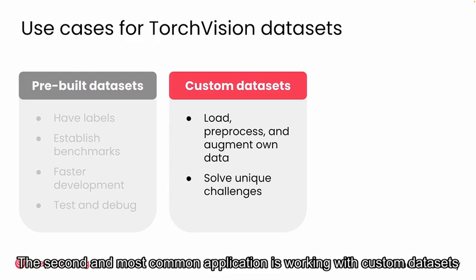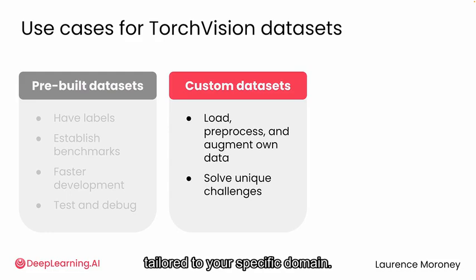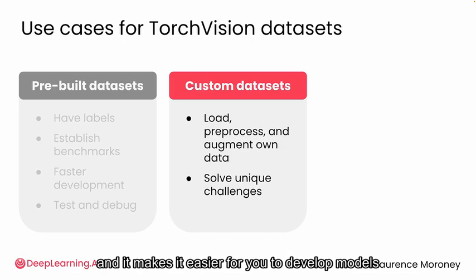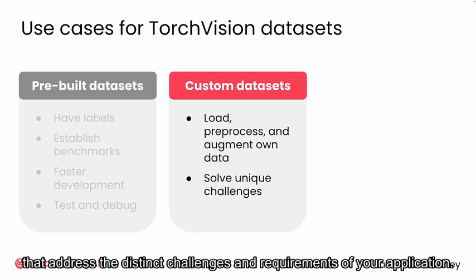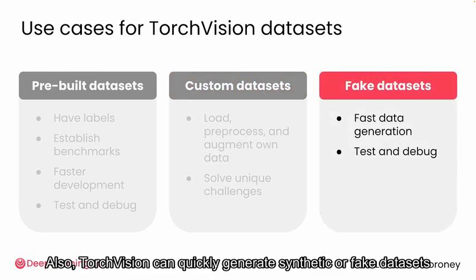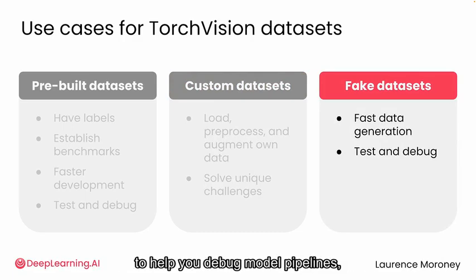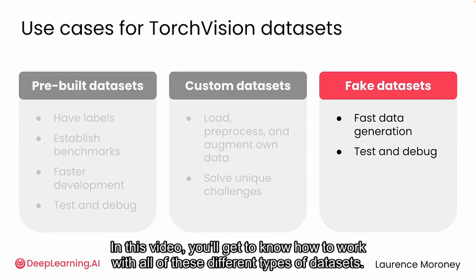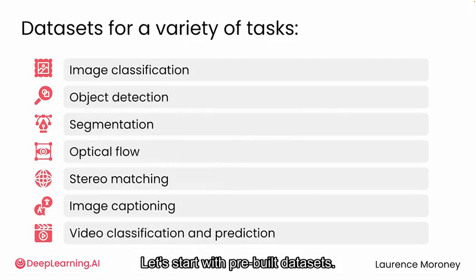The second and most common application is working with custom datasets tailored to your specific domain. Torch Vision offers excellent support for loading, pre-processing, and augmenting your own data, and it makes it easier for you to develop models that address the distinct challenges and requirements of your application. Also, Torch Vision can quickly generate synthetic or fake datasets to help you debug model pipelines, and they ensure that the shape of your data remains consistent for your architecture. In this video, you'll get to know how to work with all of these different types of datasets. Let's start with pre-built datasets.